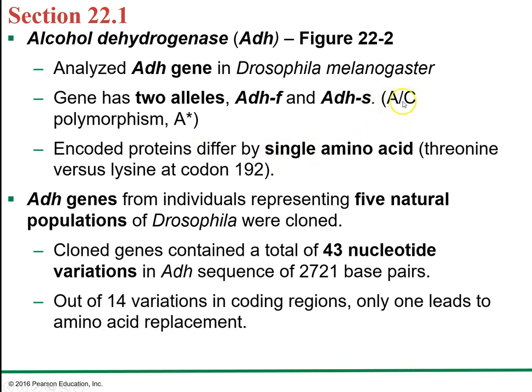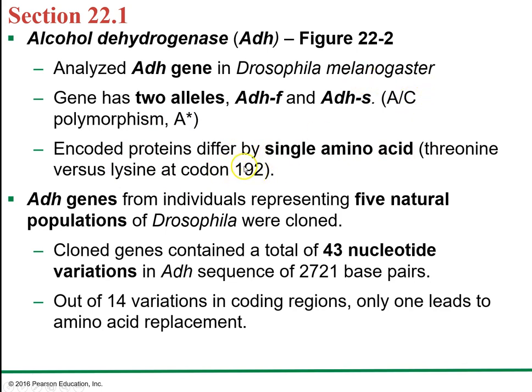And so basically it's a difference, one of them contains this switch between an A and a C, right? So it's called an AC polymorphism, and you'll see this denoted in the next figure with an A and an asterisk, okay? And so that's what that's showing you. And so basically, because of this single nucleotide change at this one specific position, you would get different proteins, right? Because that change would encode for a different amino acid, right? So you're talking about having a threonine versus a lysine at this codon 192, okay?